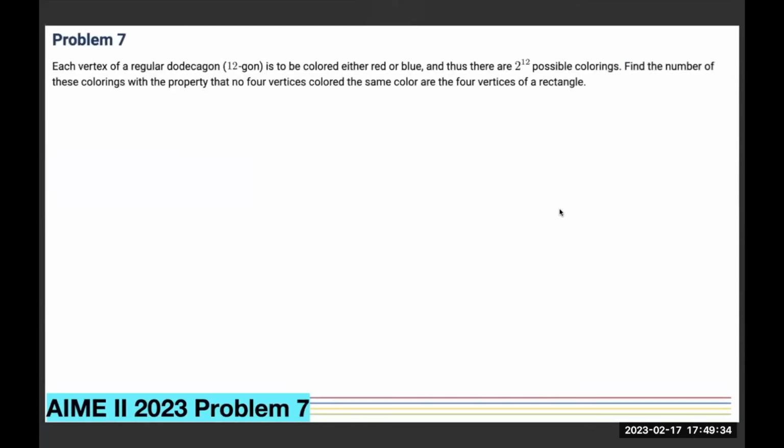All right. This is the 2023 AIME II problem number 7. Each vertex of a regular dodecagon is to be colored either red or blue, and thus there are 2 to the 12 possible colorings. Find the number of these colorings with the property that no 4 vertices colored the same color are the 4 vertices of a rectangle.